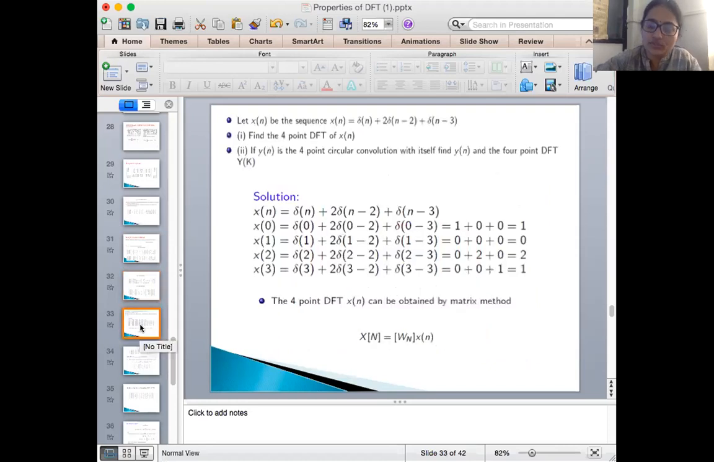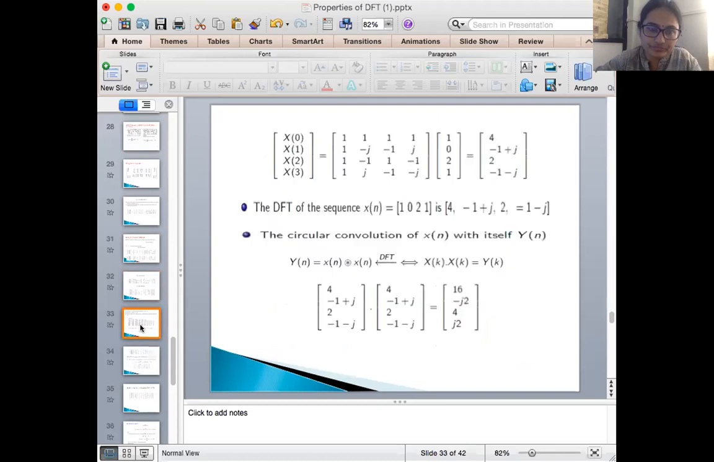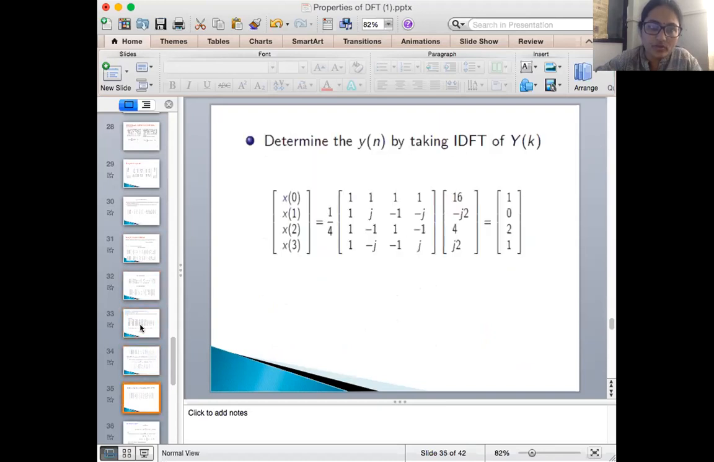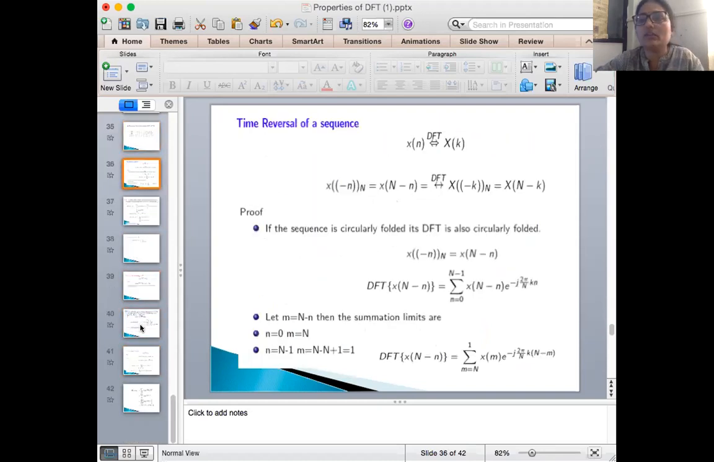Today we are going to study the time reversal property of the sequence. Only two properties are remaining.